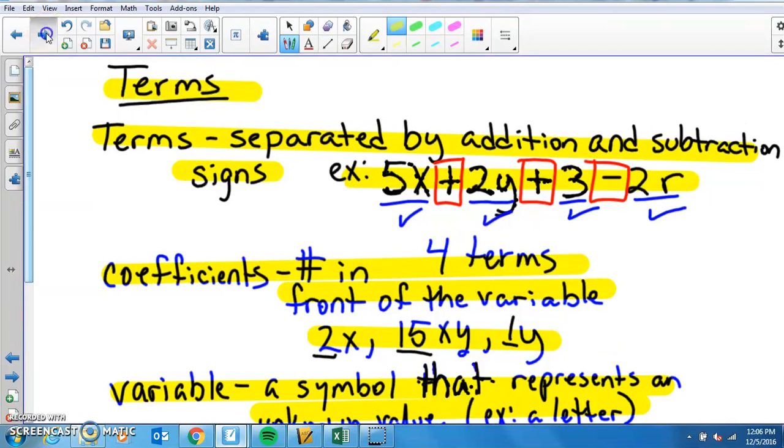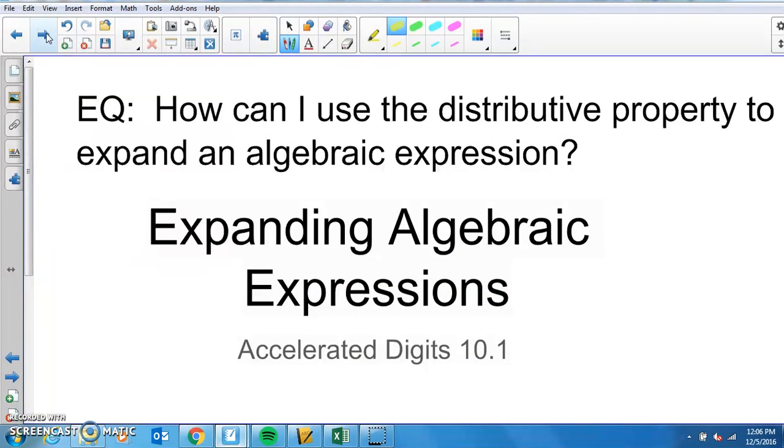All right, our central question: how can I use the distributive property to expand an algebraic expression? To start with, we're going to be working on expanding algebraic expressions, and this goes with 10-1 under the accelerated, not grade 8. So just to emphasize, this is under 10-1 accelerated. So when you get to your digits assignment, go to accelerated.